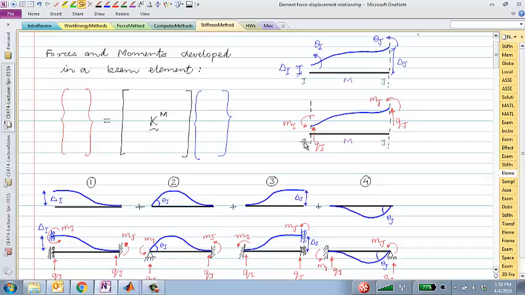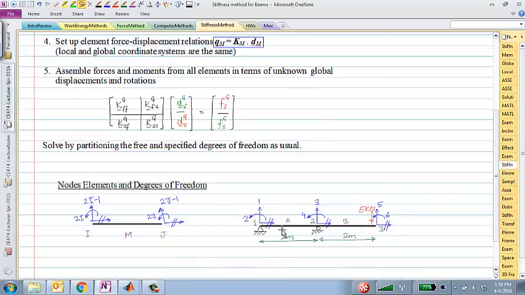Note first of all that the positive sense of the degree of freedom, for displacement I and displacement J, is pointing upwards. If you look at the previous example, at every node we drew horizontal displacement, vertical displacement, and rotation. That is showing the positive sense of that degree of freedom.